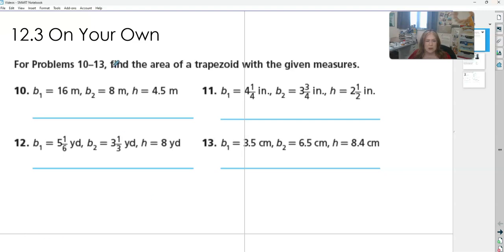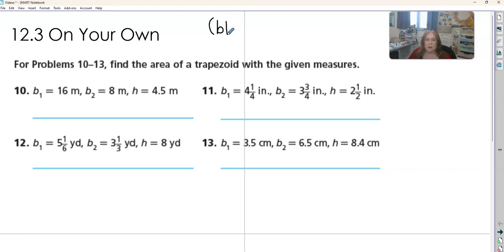For our 12.3 on your own, we're going to be working on finding the area of trapezoids. So we want to remember that for those trapezoids, we're going to find base 1 and base 2. The first thing we need to do is add those together to make one big parallelogram. Once we have our large parallelogram with the bottom and the top added together, then we multiply that by the height. So base 1 plus base 2 times the height, then cut it back in half to get back to the trapezoid.